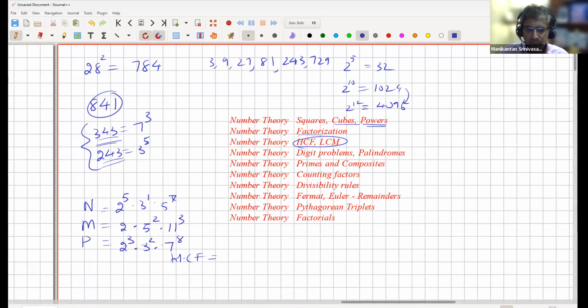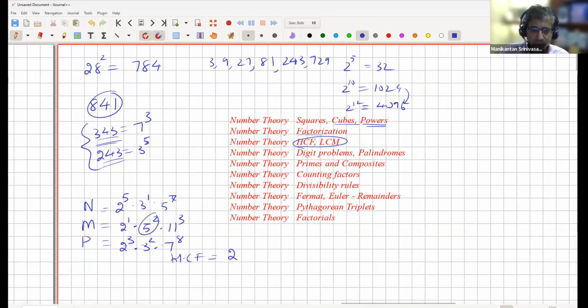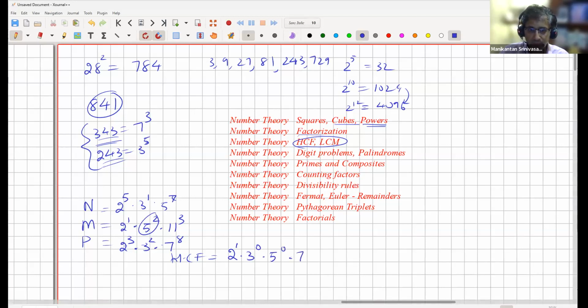The HCF will be the minimum occurrence of each of these prime numbers. So 2 occurs minimum 1 time. 3 occurs minimum 0 times. This guy does not have a 3 at all. So minimum is 0. So it's 3 power 0, which is effectively 1. And 5 occurs minimum 0 times. Similarly, 7 also does not occur in all the numbers. 11 also does not occur in all the numbers. So the HCF for this simple problem is just 2.